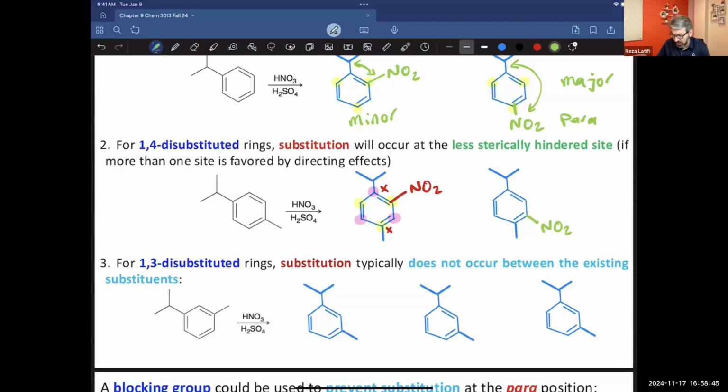Which one is going to be the major product? The major product, again, is going to be this one. Why this one? Because the steric effect between isopropyl and nitro is higher than between nitro and methyl. So in both cases, we do have a steric effect, but methyl is smaller than isopropyl. So I'm going to say the one on the right side will be the major.